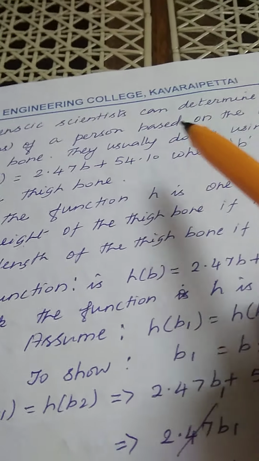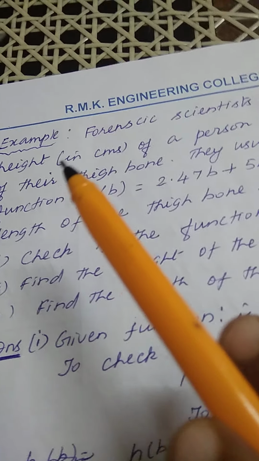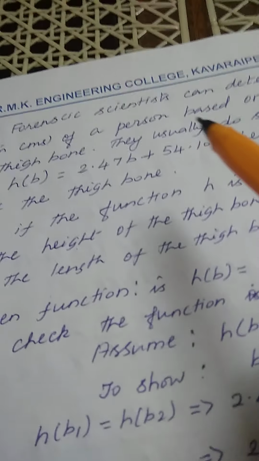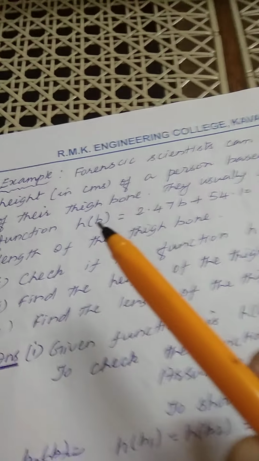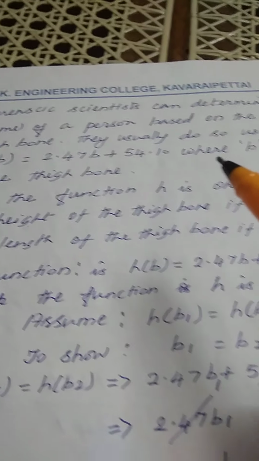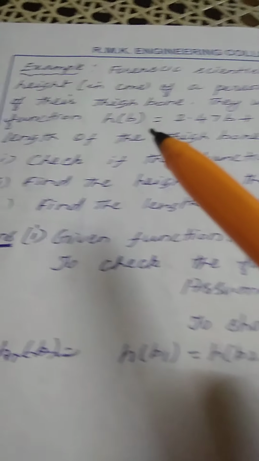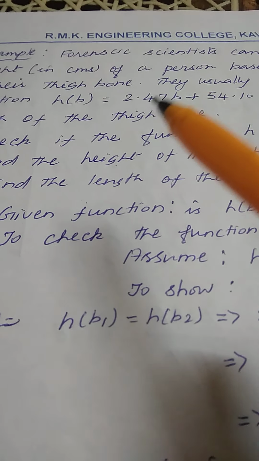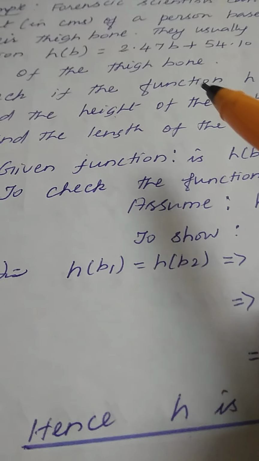Forensic scientists can determine the height in centimeters of a person based on the length of the thigh bone. They usually do so using the function h of b is equal to 2.47b plus 54.10, where b is the length of the thigh bone.